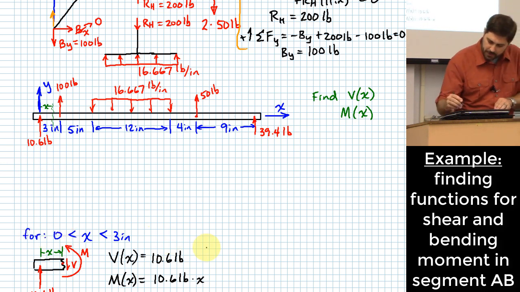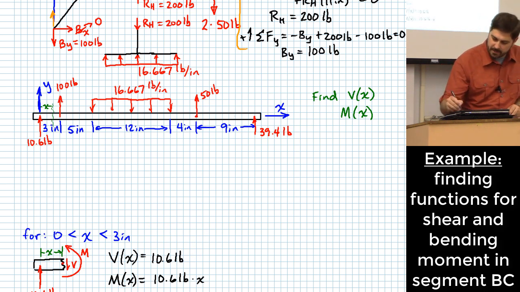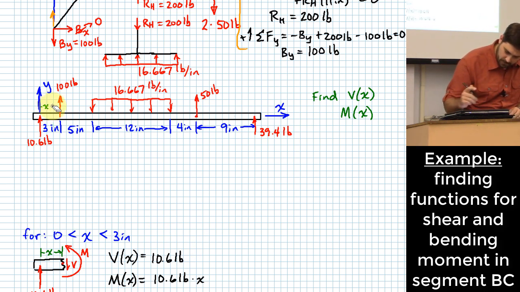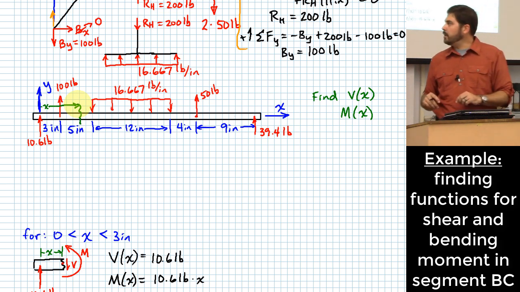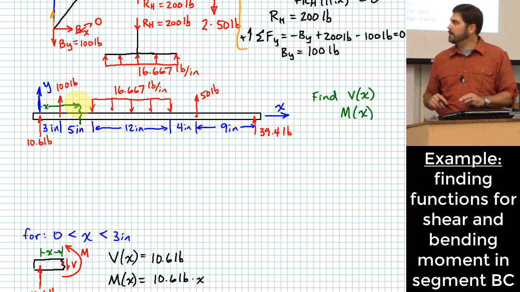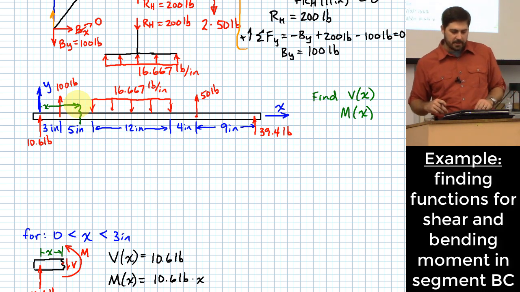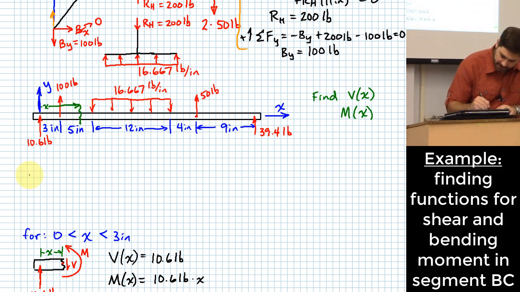All right. So for the next one, what do you think our next little segment is going to be? Somewhere in here, right? We're going to pick some location between the 100-pound force that I put right there and the distributed load that I start at the left end there. So what would that free body diagram look like? Now, while you're thinking about that, I'll say for X greater than 3 inches and less than 8 inches.